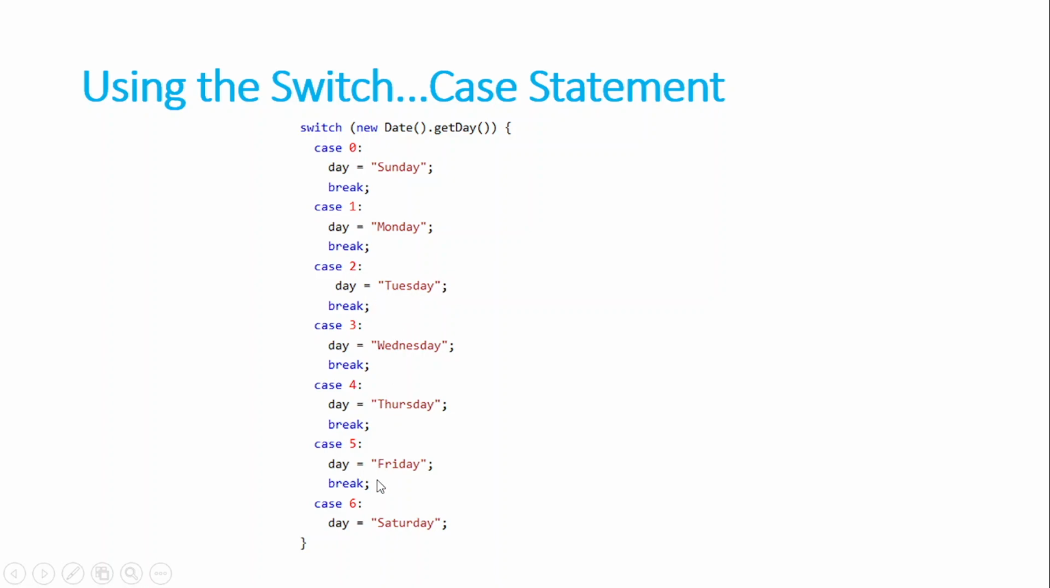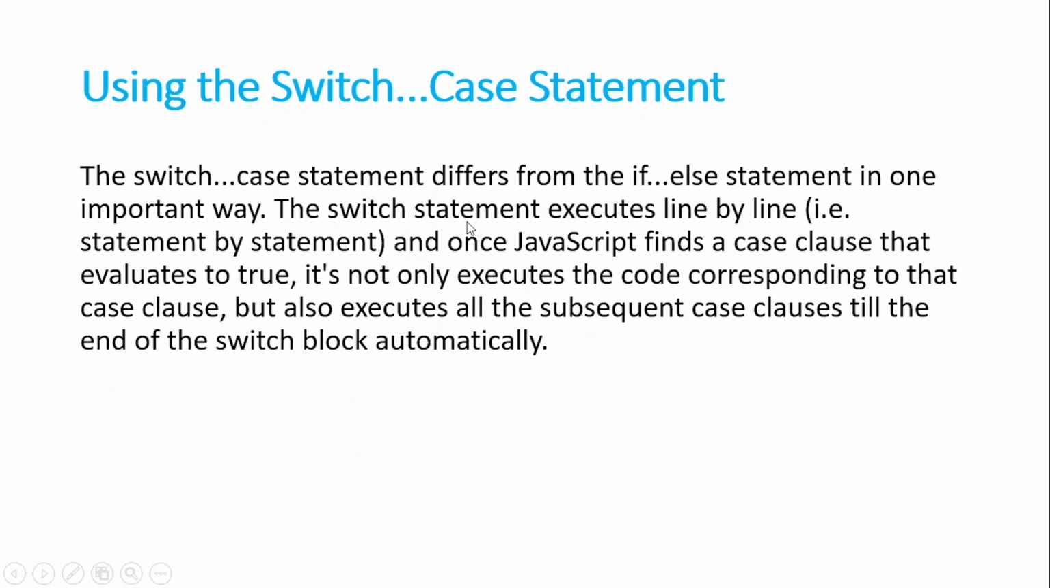Similarly we have these statements, and otherwise we have case 6. We don't have any default case here because we don't require one; we know that it will only return values from 0 to 6. It will not return any other value, so we don't have a default case here. We can add our own default case, that is up to us, but in this case it isn't required.